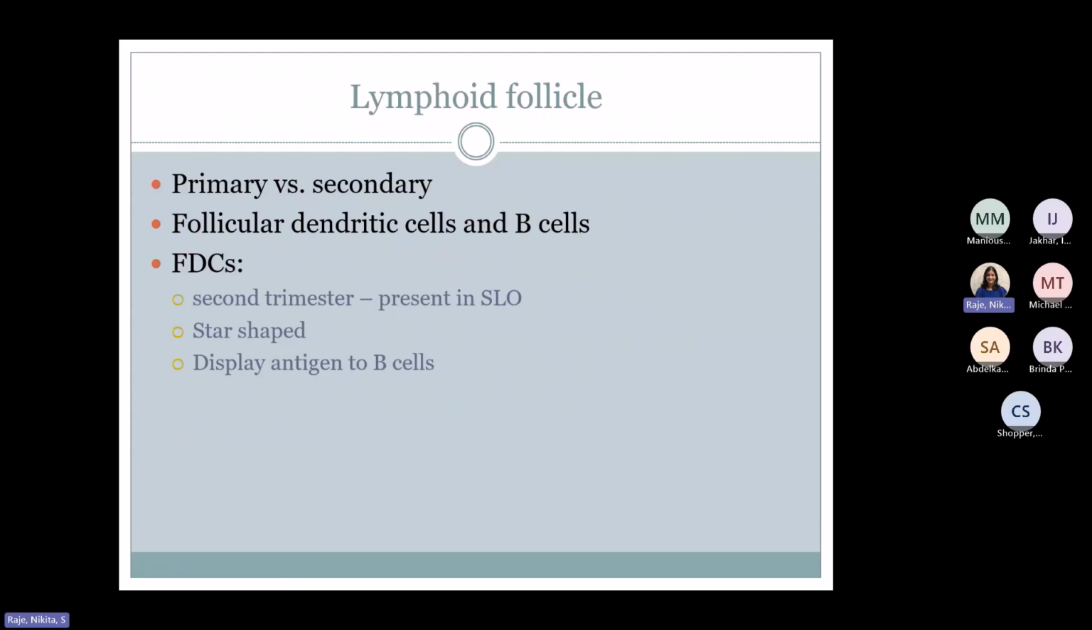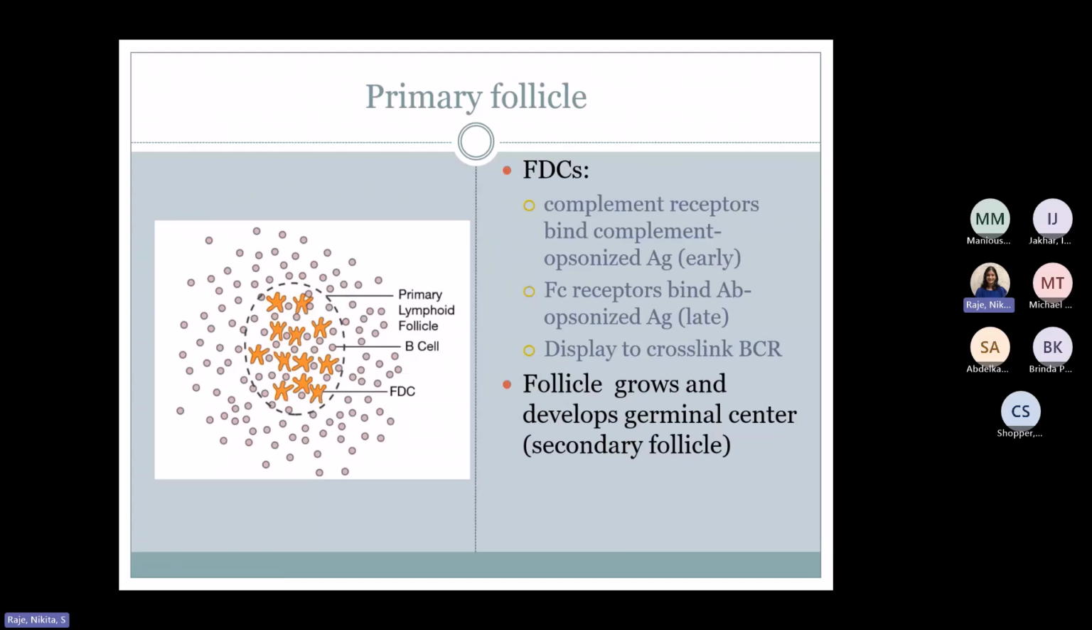This is similar to what dendritic cells do for T cells, where they present those antigens to the T cells. Here, the presentation is a little different. Here they are just stationary. The follicular dendritic cells are present in the follicle, and they display the antigen on the surface where the B cells can interact with them. So say this is a follicle, a primary lymphoid follicle, and there are several B cells scattered around, and there are these follicular dendritic cells.